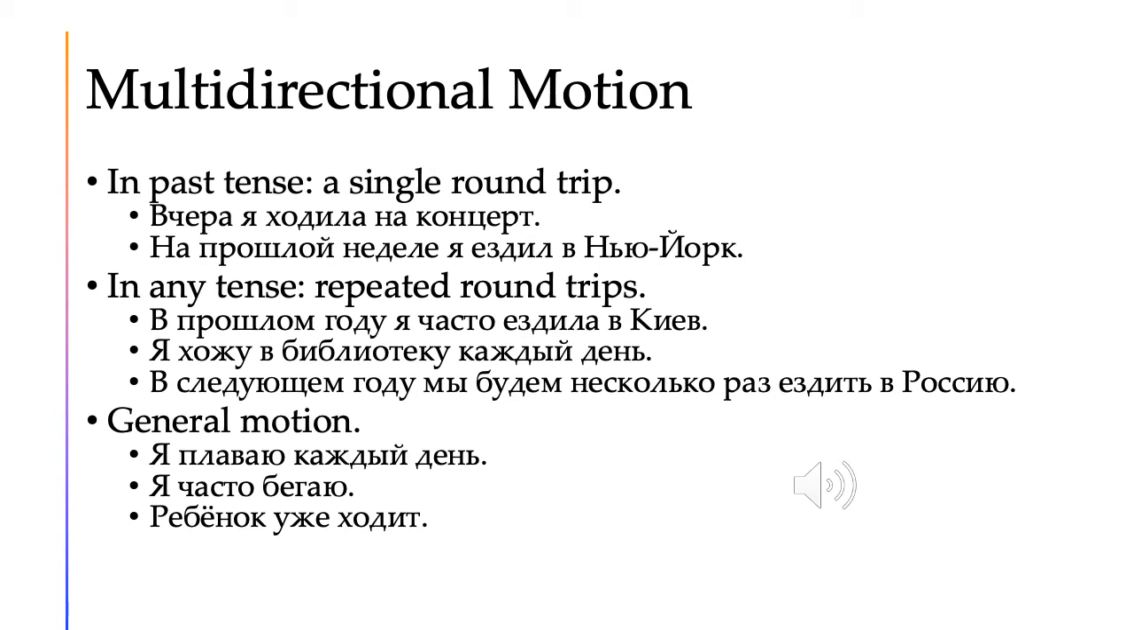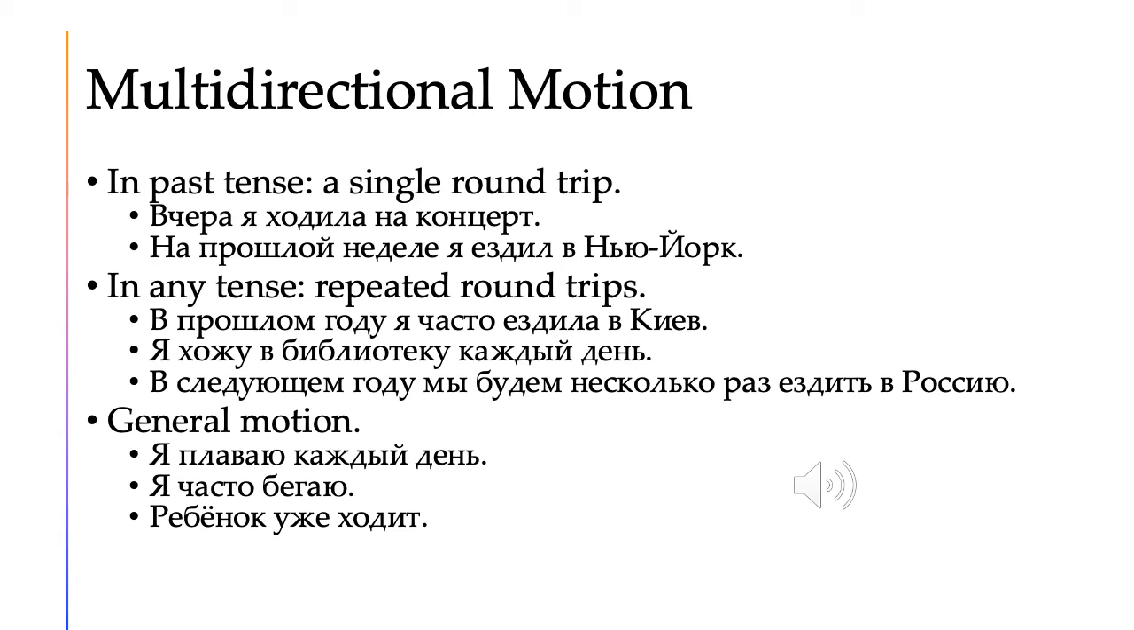What about multidirectional motion? Multidirectional motion can indicate either a single round trip or repeated round trips. So if we are using it in the past tense, it can indicate a single round trip because even though it's just one trip, it had two legs, you went there and you went back. For example, «Вчера я ходила на концерт». Yesterday I went to a concert, and that indicates that I went to the concert and I came back. Or «На прошлой неделе я ездила в Нью-Йорк». Last week I went to New York. I'm not in New York anymore. I'm back home. I made a single round trip, and so I used a multidirectional verb of motion.